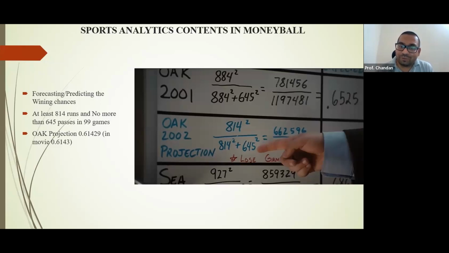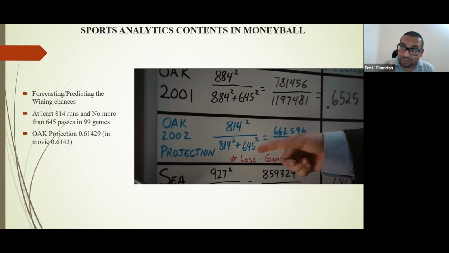So in the movie Moneyball, when we observe this particular formula, they have written Oak 2002, meaning Oakland 2002 projection, and they have used this formula: 814 squared divided by 814 squared plus 645 squared, right? They calculated it, and the value, if you observe, is 0.6143. I have calculated it again. I used my own calculator and calculated this particular value again. The exact value is 0.61429. So approximately the values are correct.